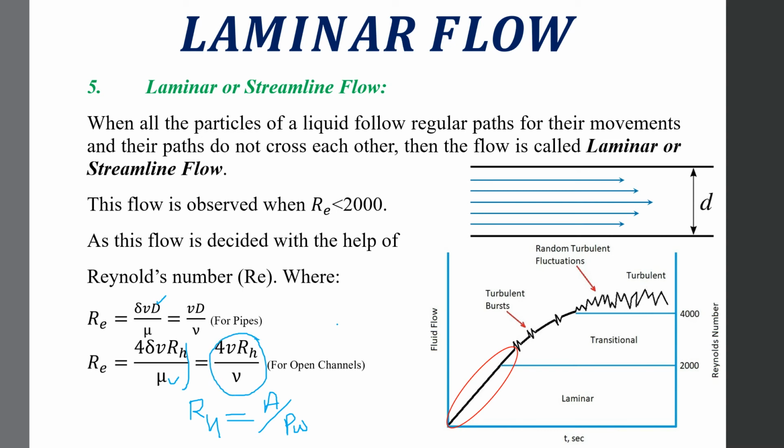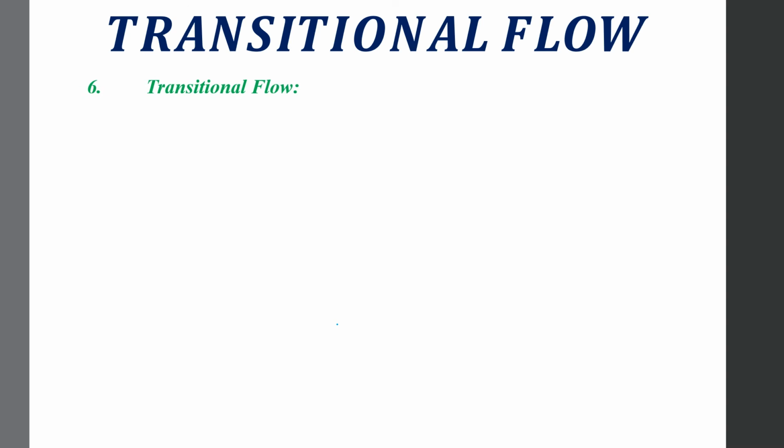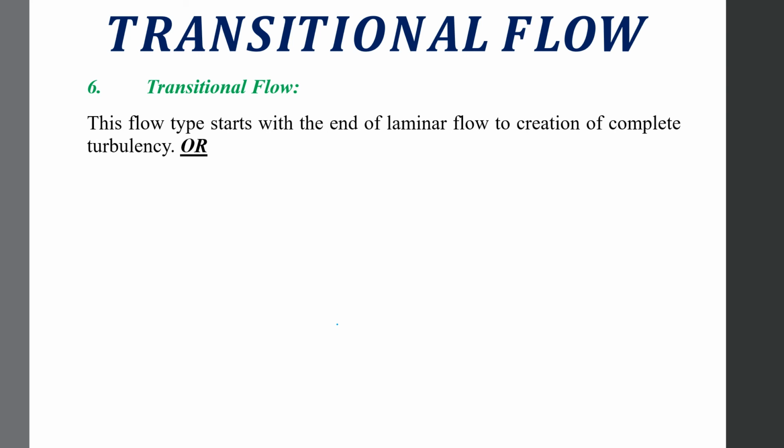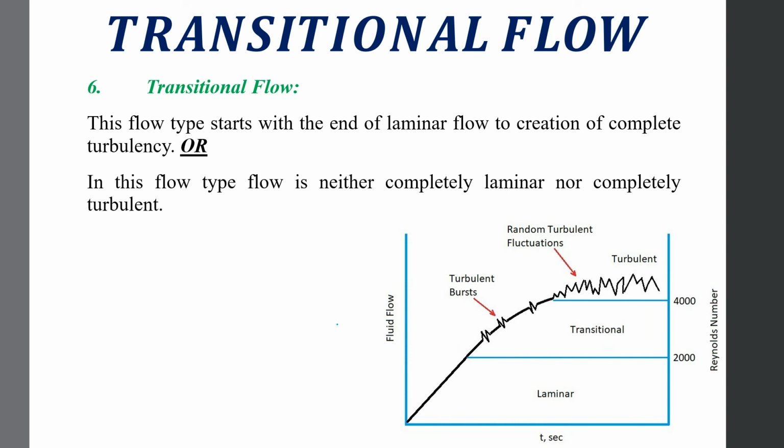So moving towards the transitional flow, what is the transitional flow? Transition means in between. What does in between mean? We have two types of flow, that is laminar and turbulent. If a flow exists between a range for laminar and a range below the turbulent flow, then that flow will be characterized as transitional flow. The flow type starts with the end of laminar flow to creation of complete turbulency. I will describe this definition from the figure. In this flow type, flow is neither completely laminar nor completely turbulent.